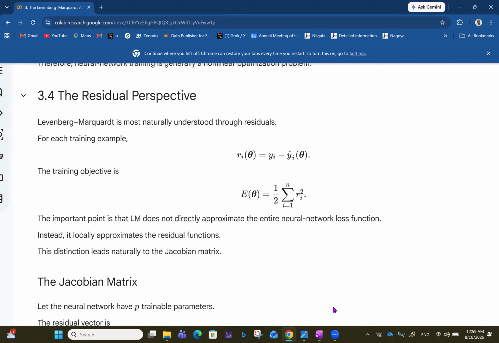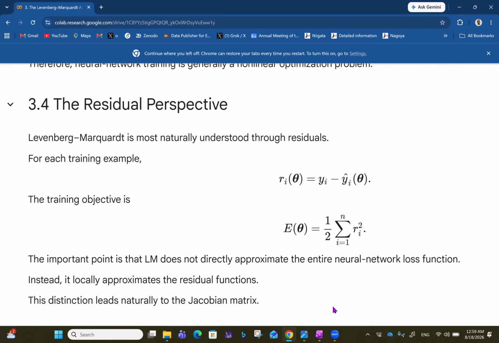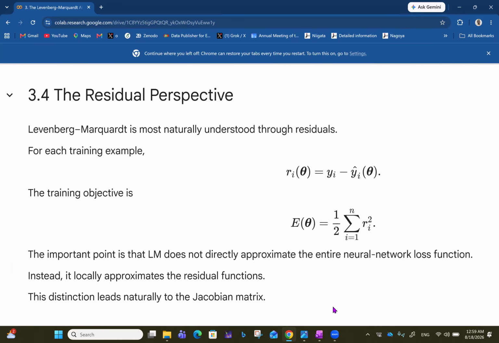And then we talk about the residual perspective. Before now, we already derived the idea of residual. The residual is simply the difference between the target and the predicted value, between the observed value and the predicted value. The Levenberg-Marquardt method is most naturally understood through residuals. For each training example, R sub i of theta equals Y sub i minus Y sub i cap of theta. And the training objective is E of theta, that's the loss, equal to half the sum from i equals 1 to n of R sub i squared.